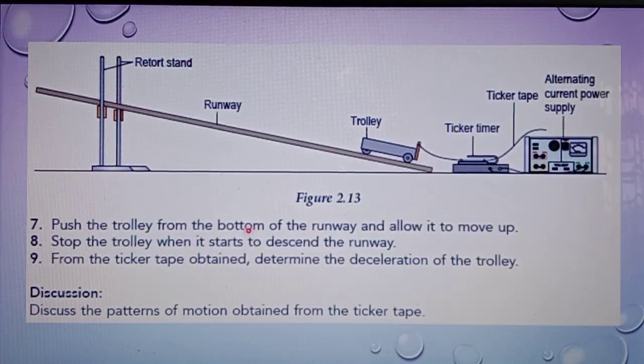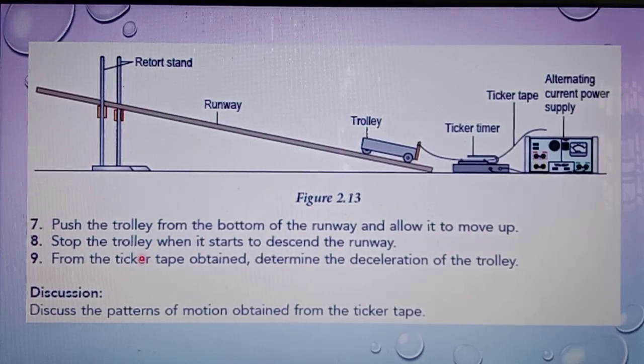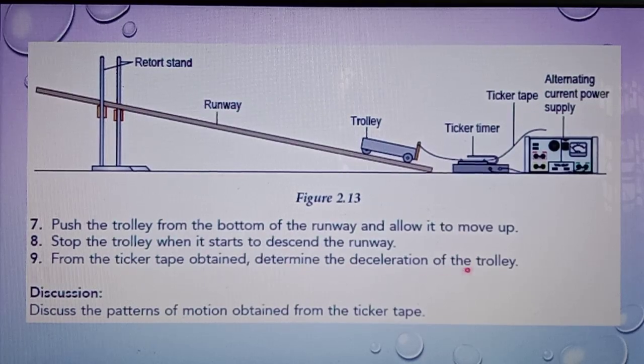Push the trolley from the bottom of the runway and allow it to move up, reverse direction. Stop the trolley when it starts to descend the runway. From the ticker tape obtained, determine deceleration of the trolley. Discuss pattern of motion obtained on the ticker tape.